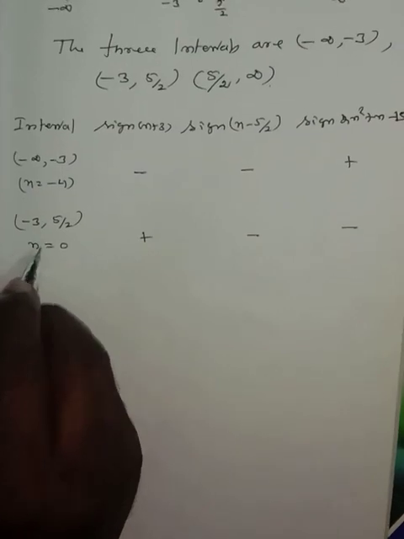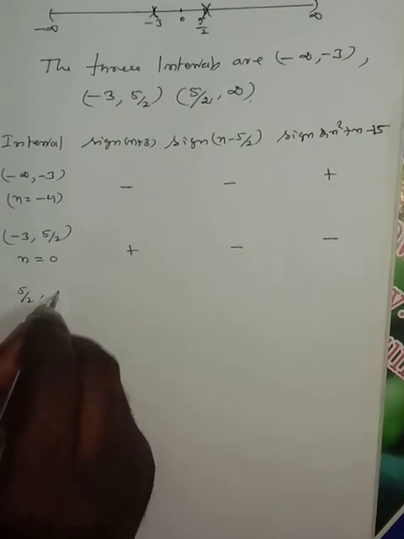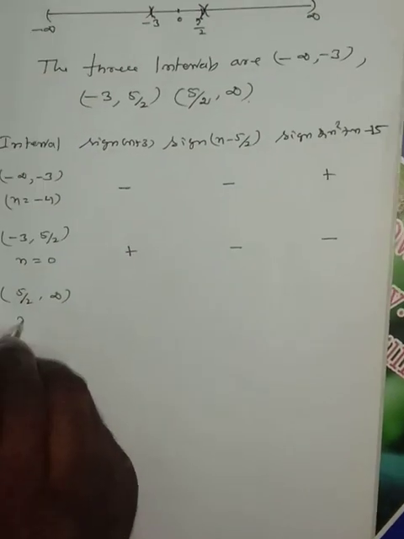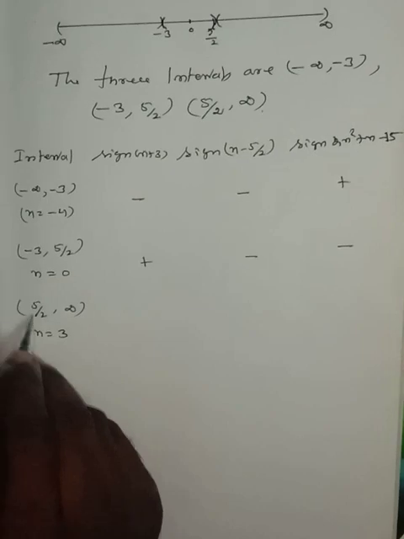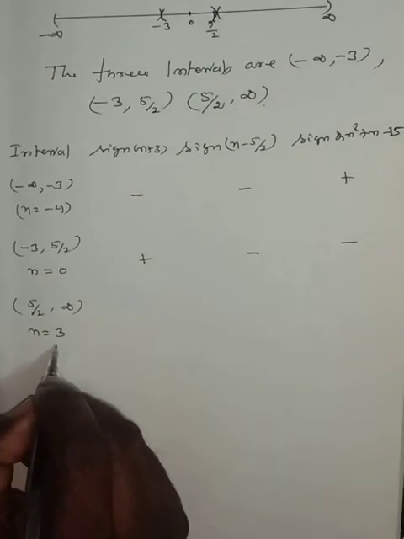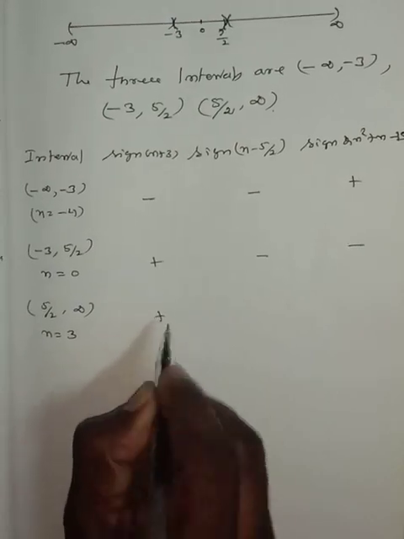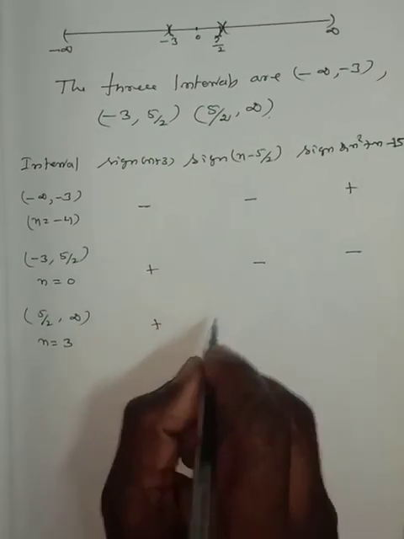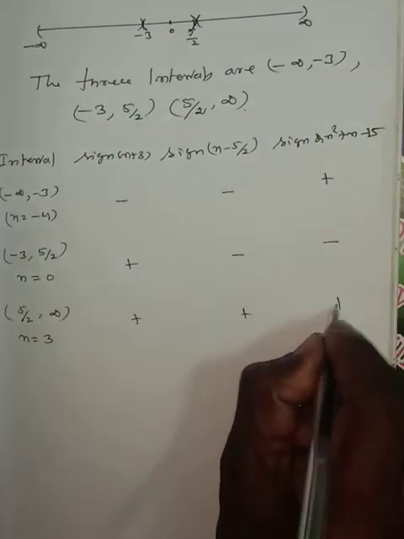Next, consider the third interval, 5/2 to positive infinity. Take x = 3. This is 2.5, and the next number is 3. Apply 3, we get positive, and applying 3 to the other factor we get positive. Positive into positive is positive.